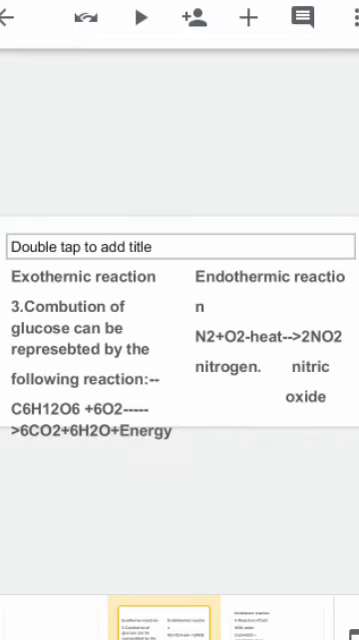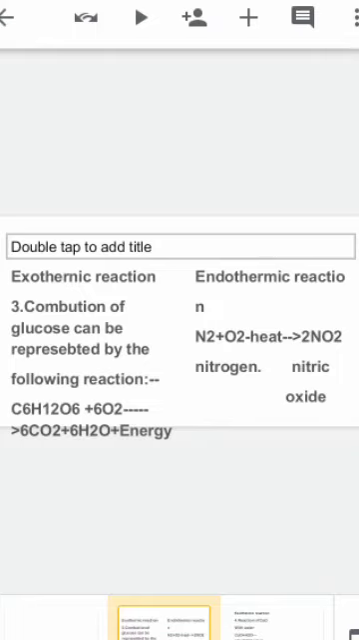And third example of exothermic reaction is here. Combustion of glucose can be represented by the following reaction. And the formula of glucose is C6H12O6 plus 6O2, which are the reactants. Look here students and try to understand.